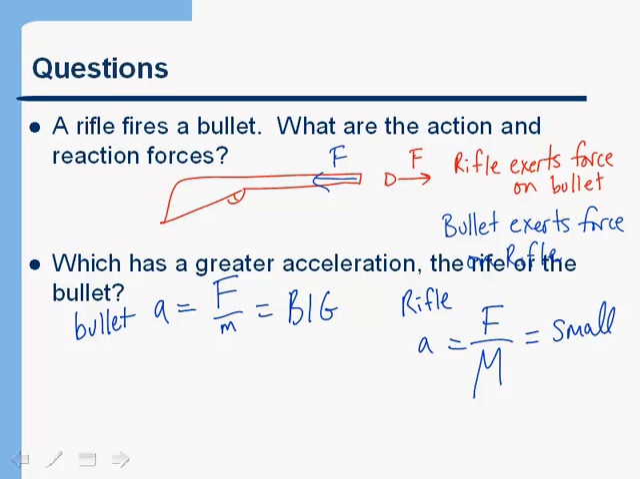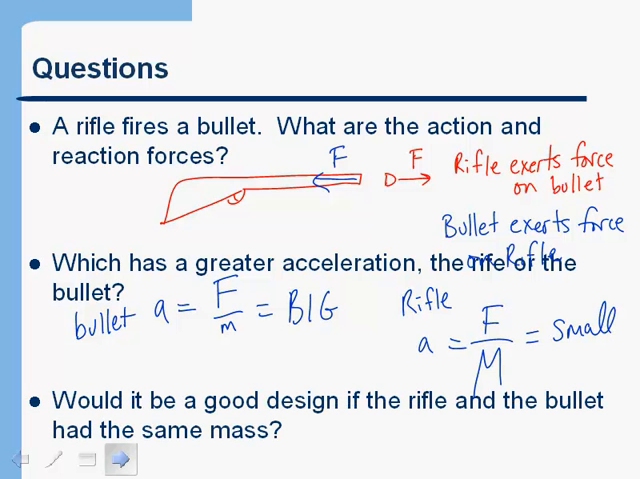Now, one of the things you could think about is, would it be a good design if the rifle and the bullet had the same mass? Would that be a good idea? Of course, the answer is no, because if they had the same mass, then the rifle would come back just as fast as the bullet moves forward. And obviously that would not be a good thing if you're the person firing the gun.